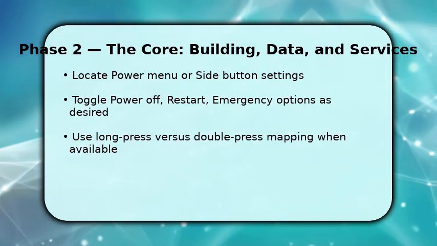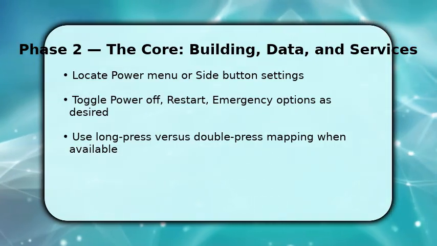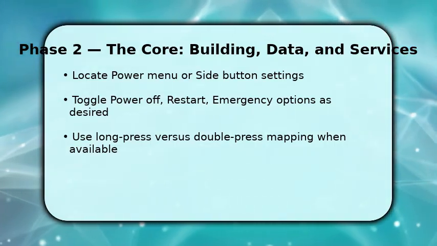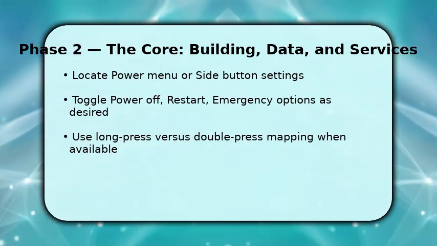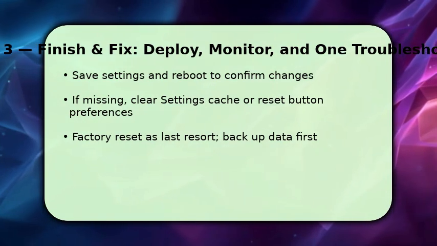Once set, test by pressing the mapped key, make sure it displays the expected options and that no other gesture overrides it. You finish by saving and then rebooting the phone to ensure the new power-off behavior sticks.